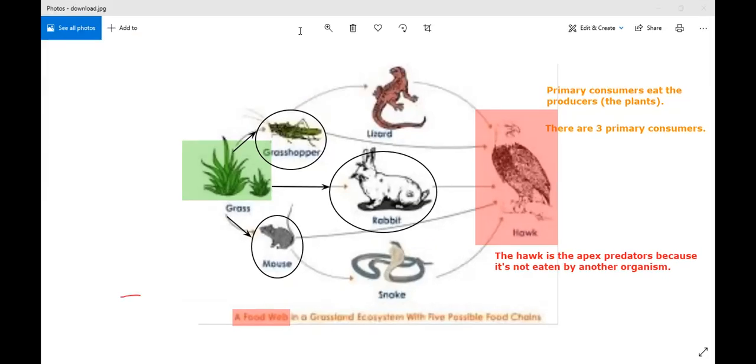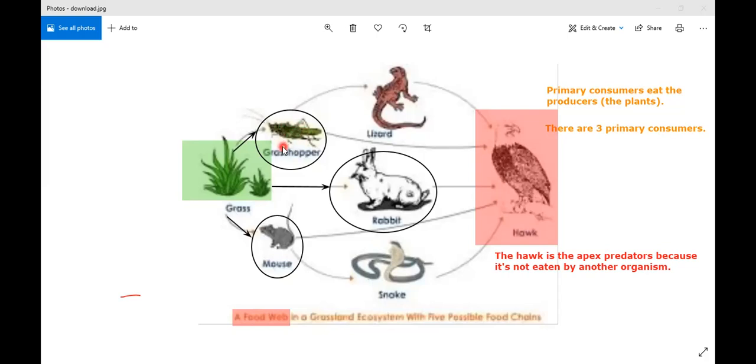I will start, okay? The grass is eaten by the grasshopper. Miss, can I try? The grass is eaten by the grasshopper. Yes. The grasshopper is eaten by the mouse. The mouse eats the grasshopper. Where is the arrow between the grasshopper and the mouse?